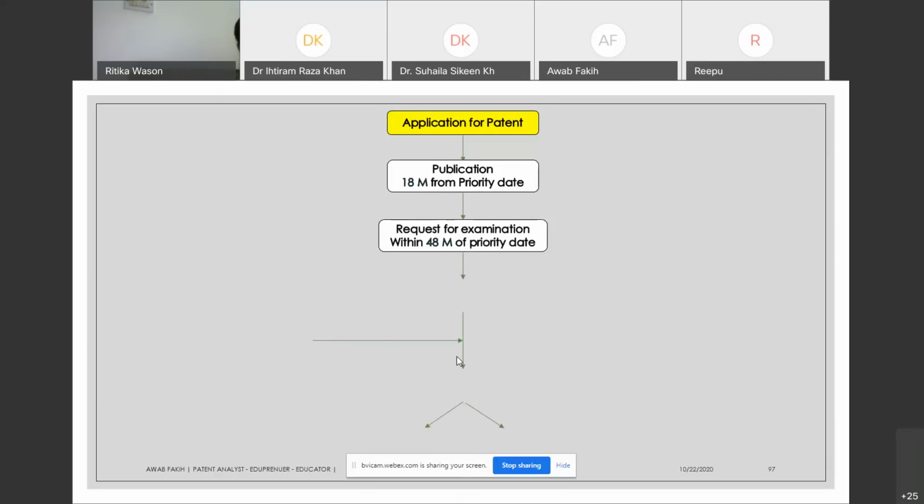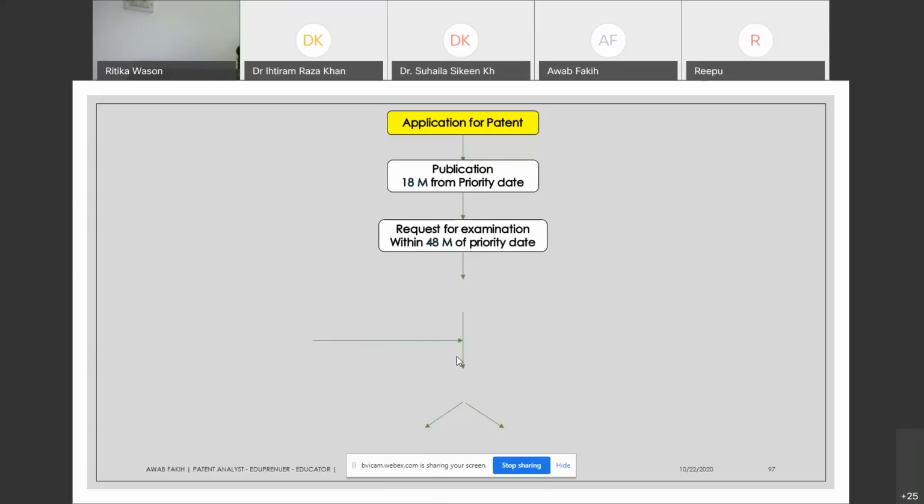Here is where many people have a doubt. Many people feel that for the request for the examination, if I'm saying you'll have 48 months of time, the time is from the publication date. No, my dear friends. 48 months is from the application date, the priority date. From the date when you have filed, within 48 months you have to request for the examination, by using Form 18.